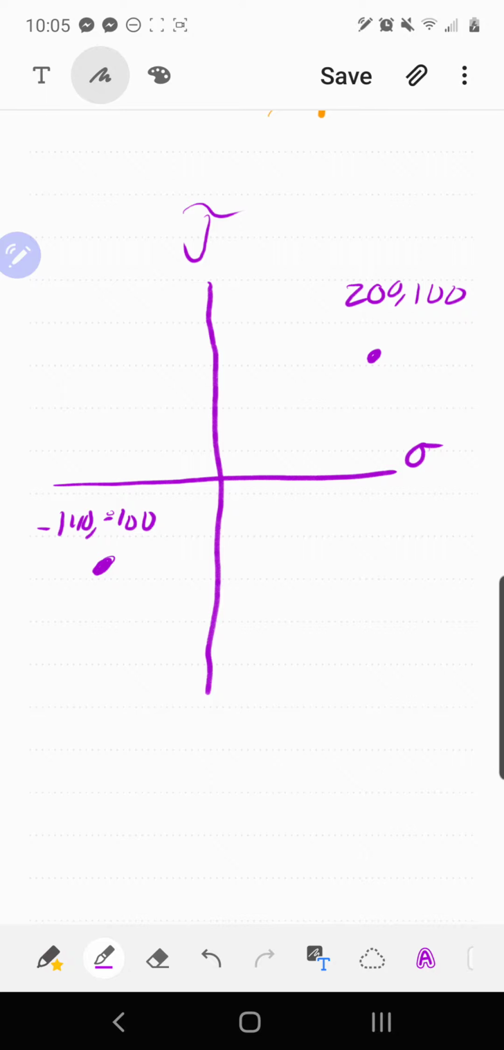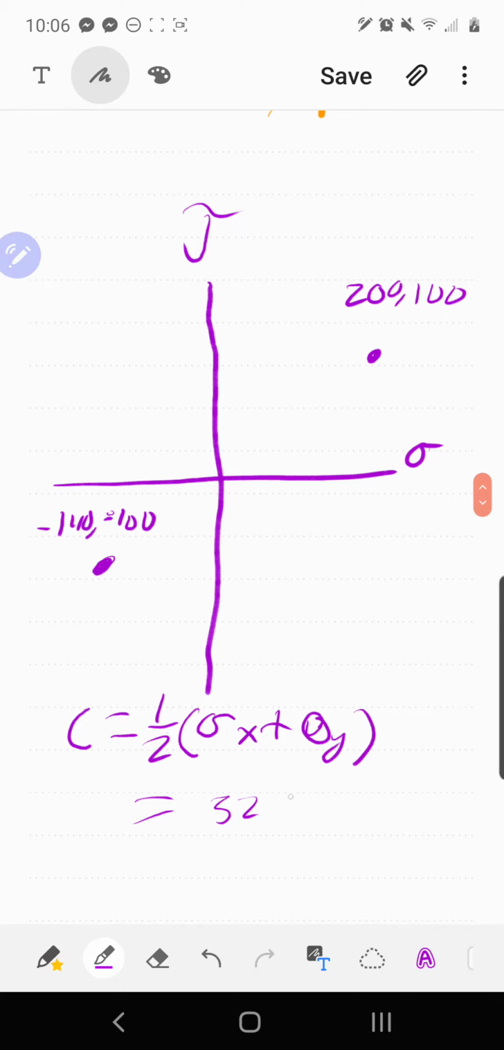So now what we need to do is find the center. We can find the center by using this little formula, which is 1/2 the two sigmas added to each other. This will give us roughly 32.5 MPa. So we're going to call that, let's say right here. Let me fix this point a little bit. It should be around here. So now what we're going to do is connect these lines like so.